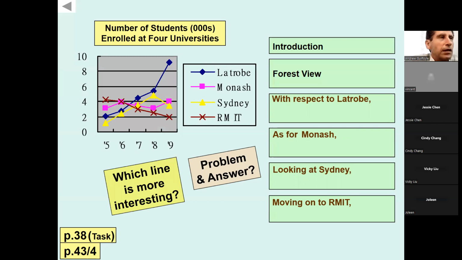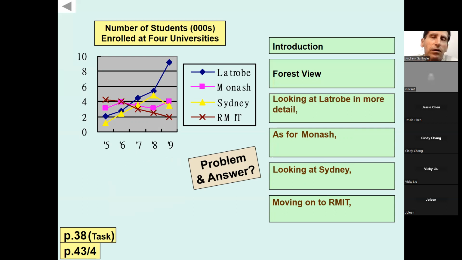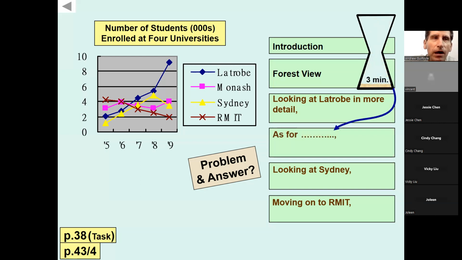Which line is more interesting, by the way? Well, the blue one is more interesting. So you'd probably start with that line. And how many minutes do you have for task 1? 20. Thank you. 20 minutes. Now let's pretend you're running out of time. Let's pretend you have 3 minutes left.